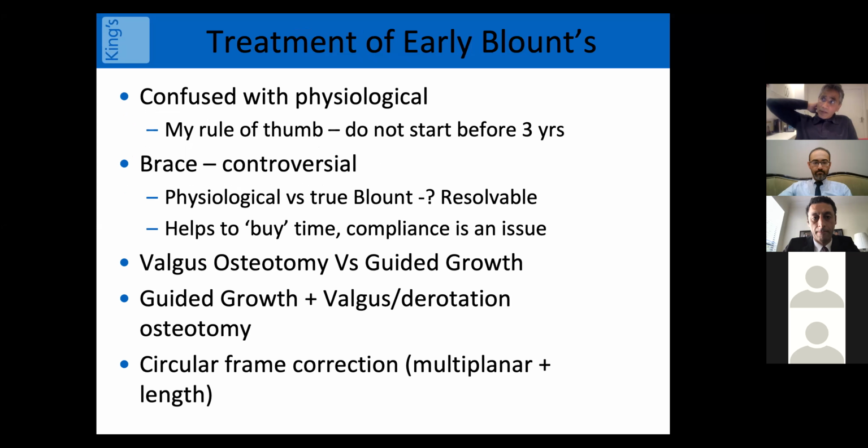For treatment of early Blount's disease, my rule of thumb is I don't start any treatment before 3 years of age. I use a brace only if I just need to buy time. Compliance is always an issue, and I'm not sure whether it works or not. I'll show you a case in a minute. And then there are a whole range of deformity correction options, and we'll talk about them too.